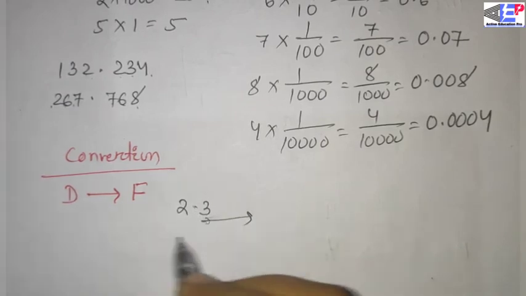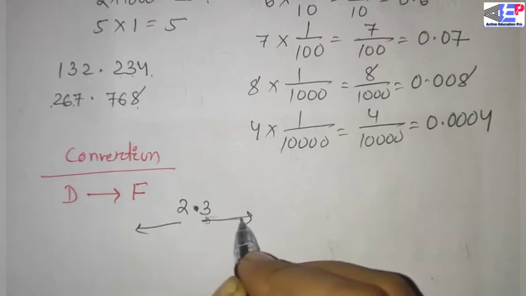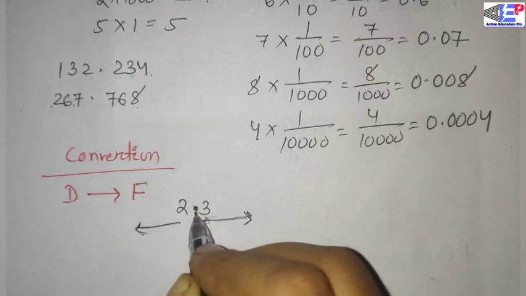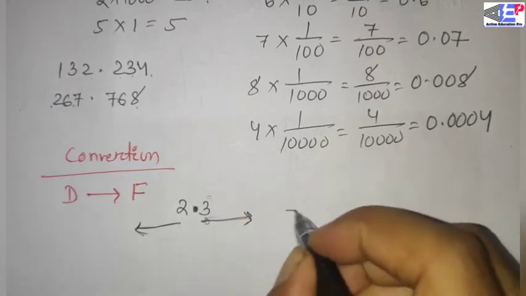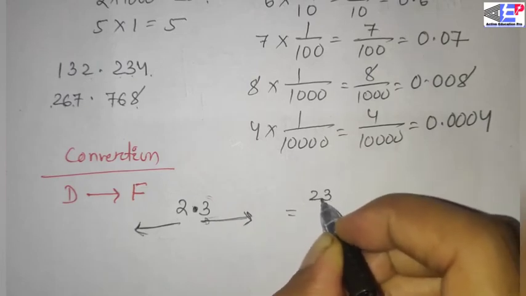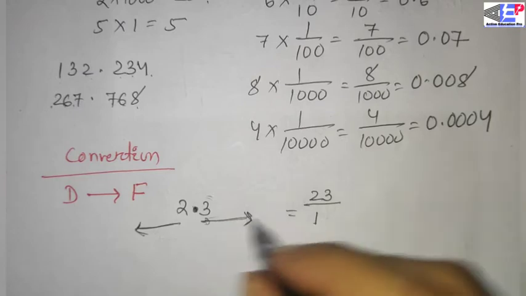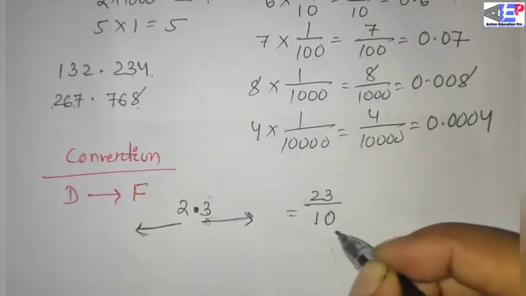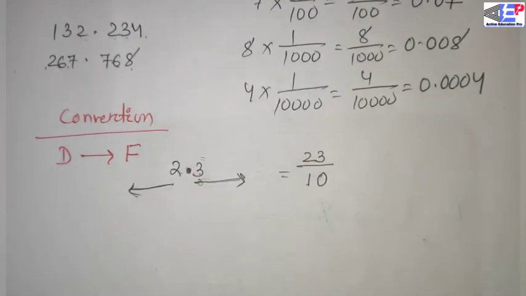This is the right side and this is the left side. This is the decimal point. From this point towards the right is the right side, towards the left is the left side. So here after the decimal point there is one digit, and this digit is 3. So you write 23, and since there is 1 place after the decimal point, you write 1 and 0 below. This is 23 by 10. So 2.3 is equal to 23 by 10.